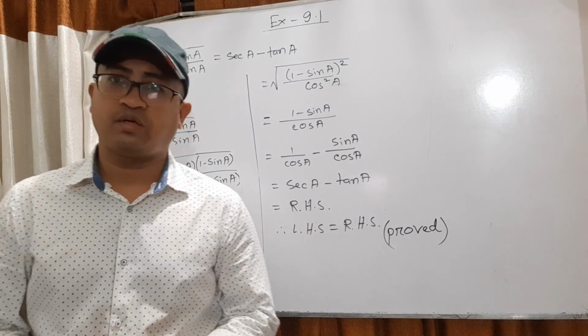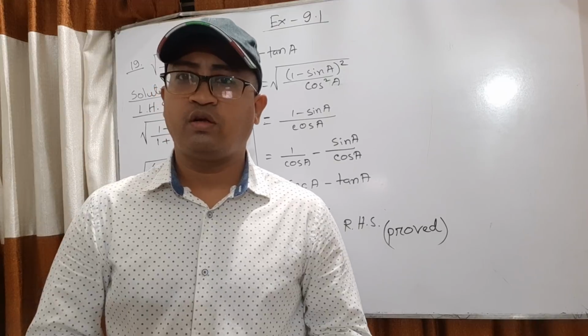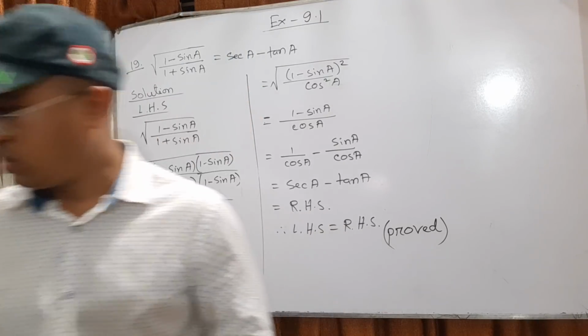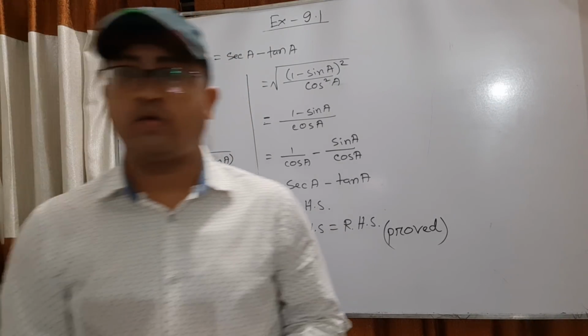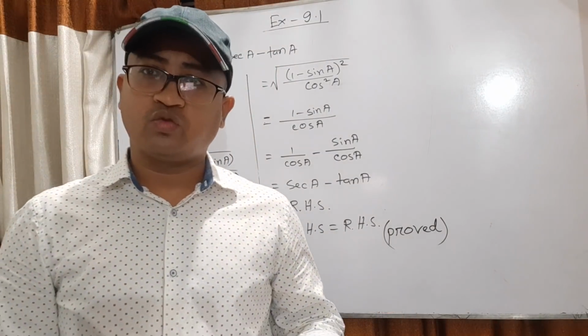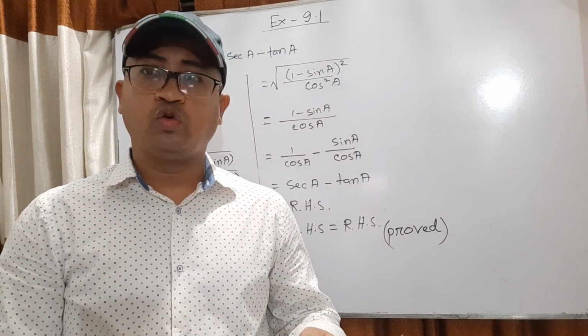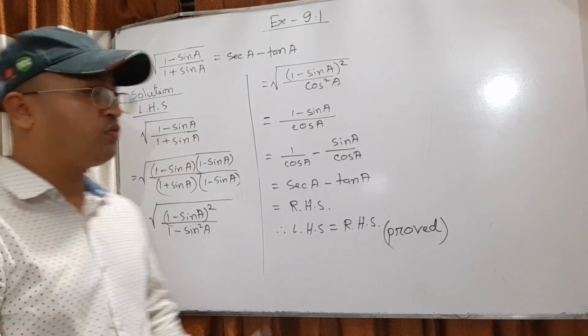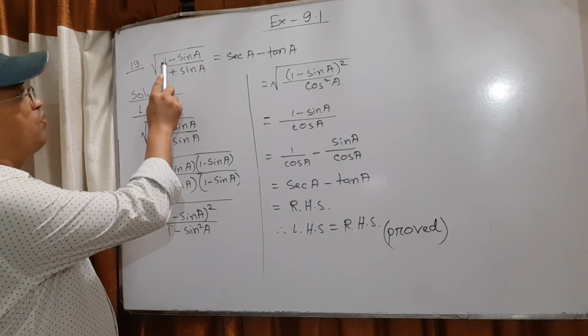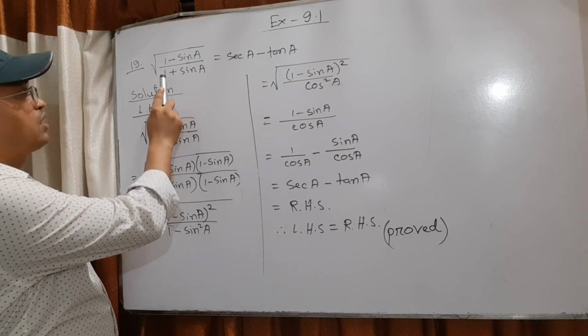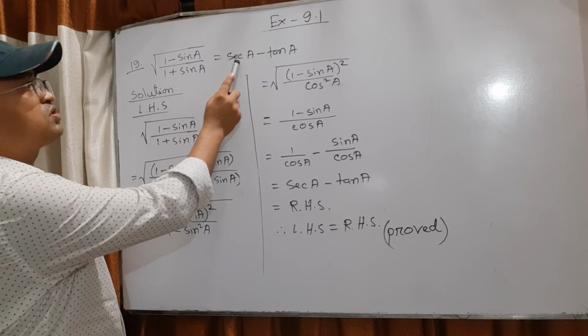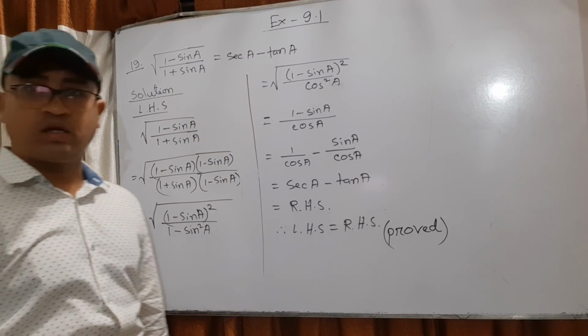Now I will solve some maths. Question number 19. All of you open your book, page number 200, question number 19. We will prove that root over 1 minus sin a by 1 plus sin a equals sec a minus tan a.